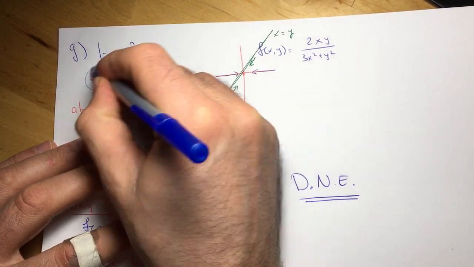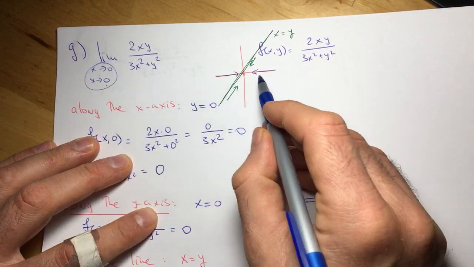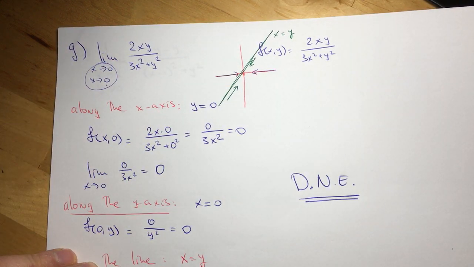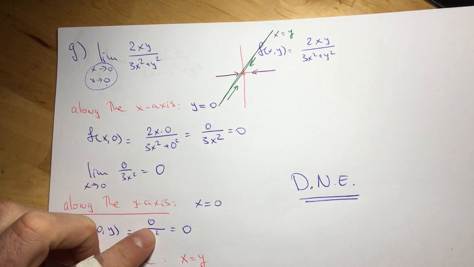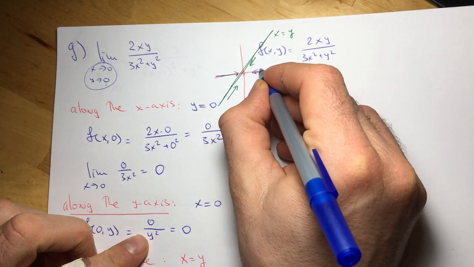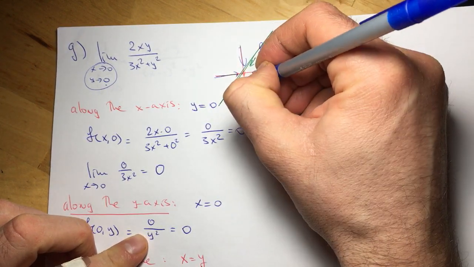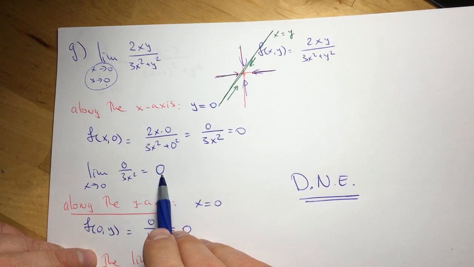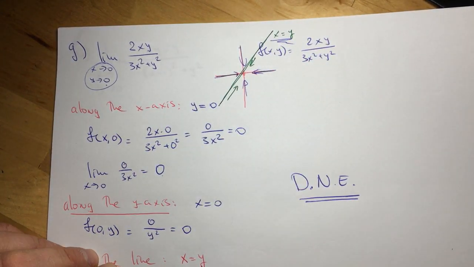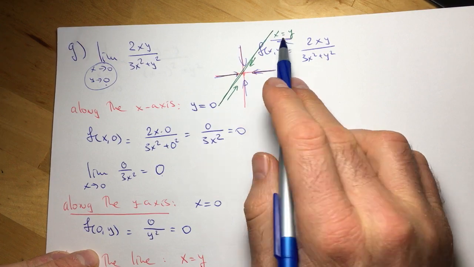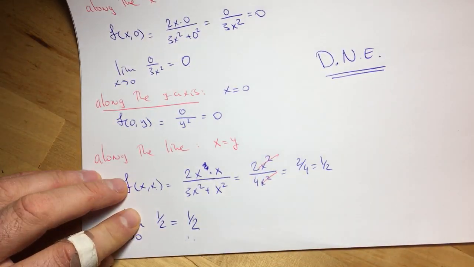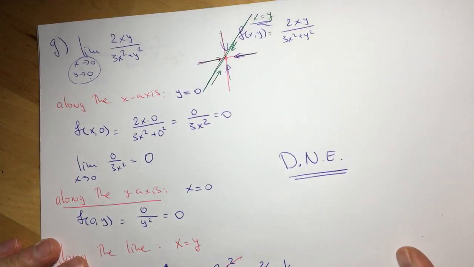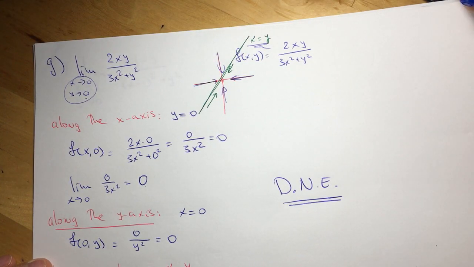So again, if this limit exists, it has to be the same value as we're approaching this point along any path, along any curve crossing through that point. Here we saw that approaching along the x-axis gives the same limit as along the y-axis, but that's not enough to conclude that the limit is 0. Why? Because if I approach along the line x is equal to y, then I get a limit of 1/2, which is different from 0, and in that case we conclude that the limit does not exist.